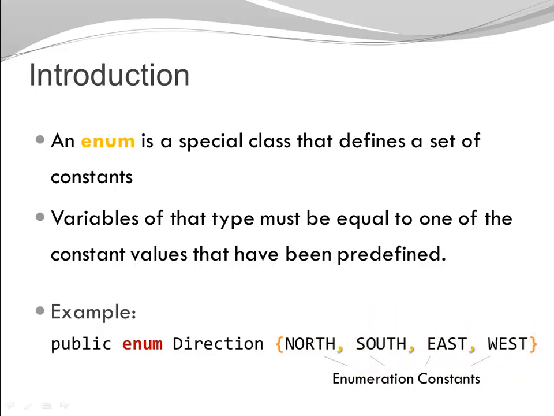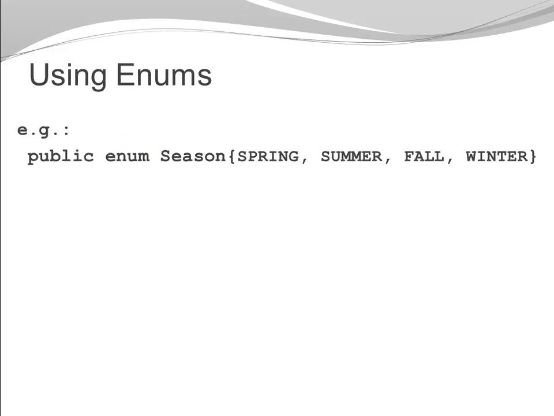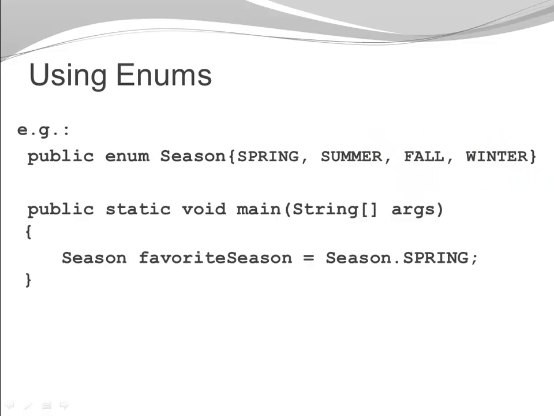Now let's have a look at how to use enums. I'll give you a different example. Here I have Season with the choices SPRING, SUMMER, FALL, and WINTER. And in my main method I could declare a local variable called favoriteSeason. It is of type Season, and I'm assigning one of my seasons, in this case spring. So I say Season.SPRING. Works great because SPRING is one of my predefined choices.